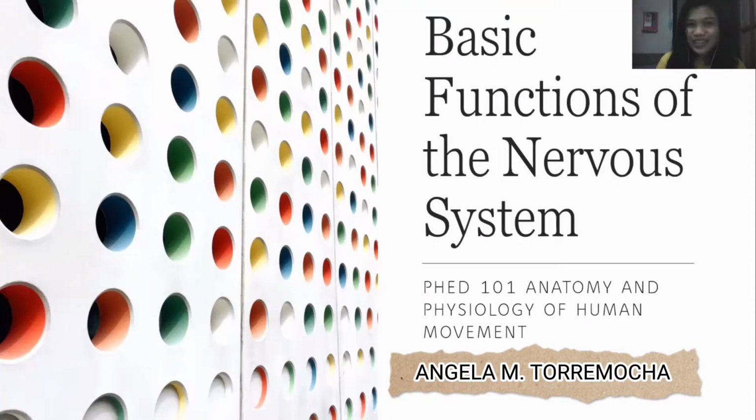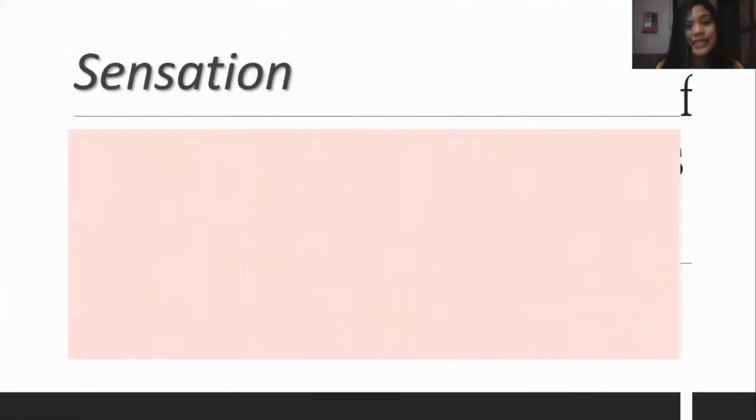I am Angela M. Torremocha, and for today's video, I will discuss the basic functions of the nervous system, and afterwards, I will give a scenario or an example of a physical activity or a sports event in which the basic functions of the nervous system are generated. But the first thing that I have to do is to define the basic functions of the nervous system in order for you to understand my given example afterwards. Okay? The first one is the sensation.